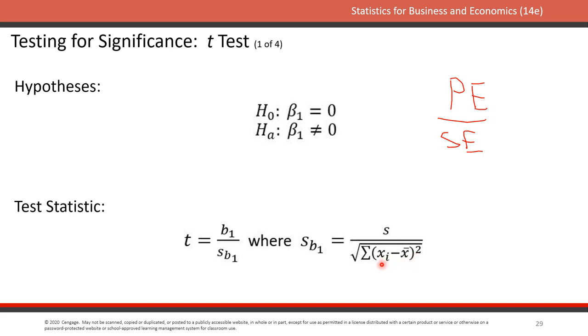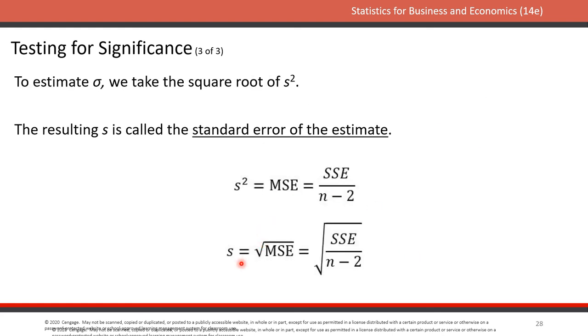Okay, cool. I can do x minus x bar squared once I have my x values. Where did s come from? S came from the previous slide. It's the square root of the MSE. Where did this MSE come from? Well, the MSE is the sum of squares error over n minus 2.